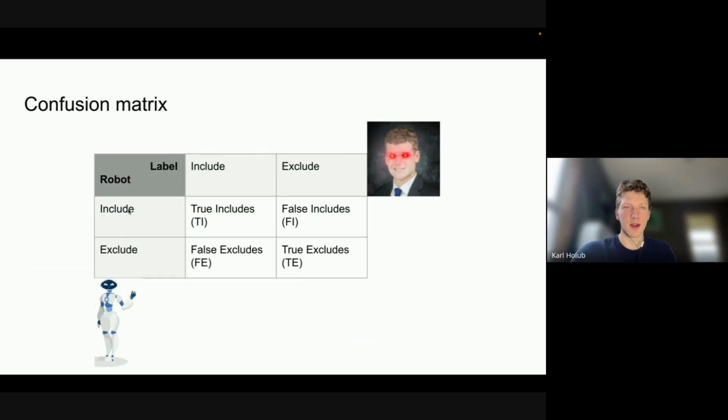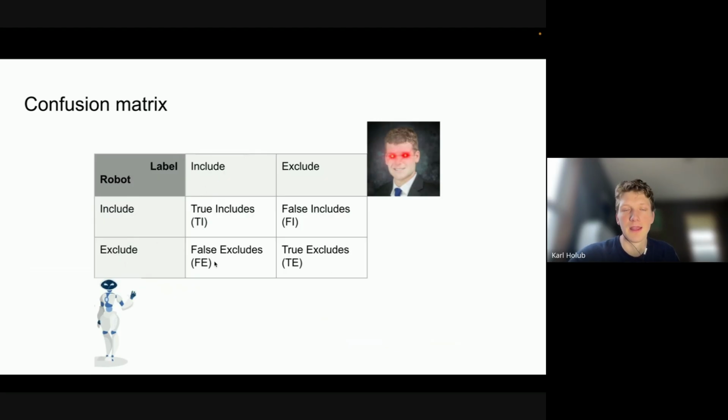Whenever on a given record the robot and the human agree that both are included, we put that in the true include cell right here, and we tally up 1 point. And whenever the robot and human agree on exclude, we also tally up 1 point here. Basically, every time you get one of these conditions, like robot excludes, human includes, we tally up a count.